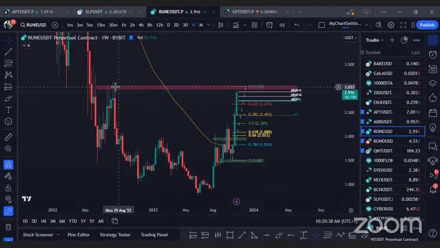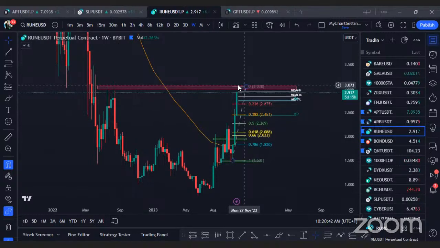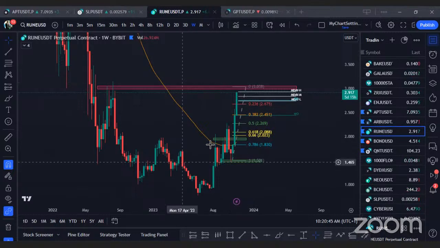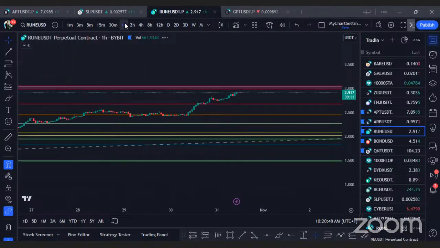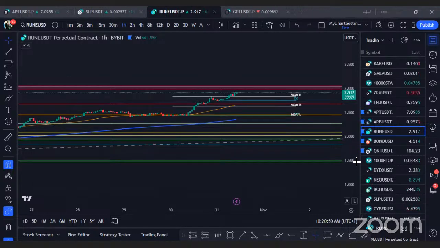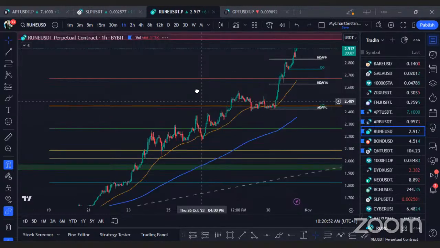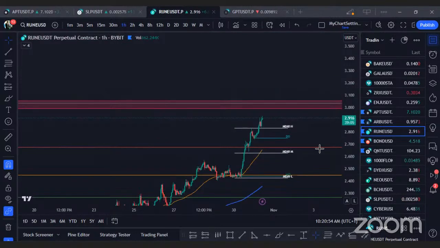So Ruin, I'm looking at that area of $3, even up to 3.1. Even up to that $3.1 area. So let's put an eye on this, guys. Let's put an eye on this for a short. Yeah, $3 area for a short.